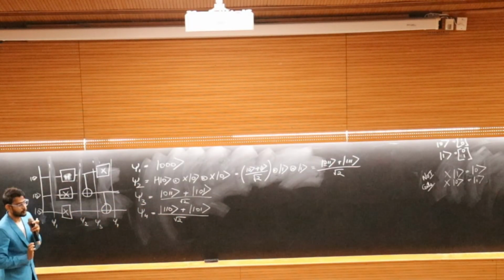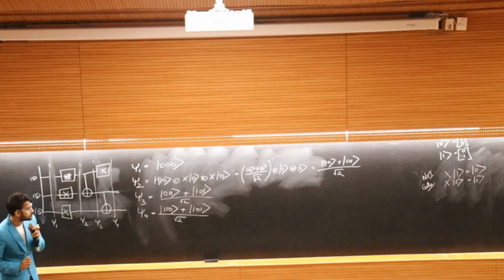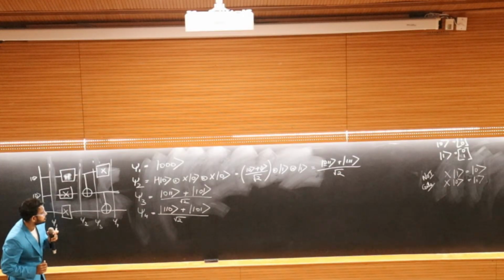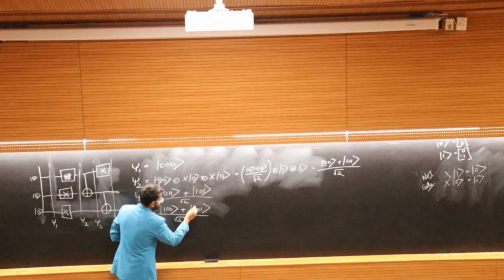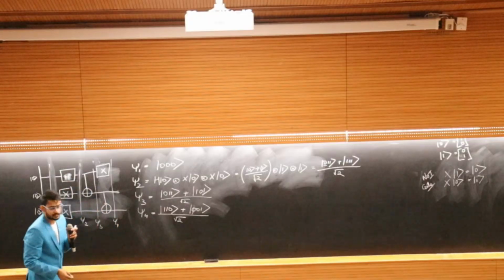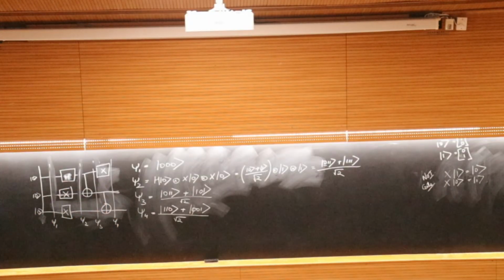So this is your psi 4. Shouldn't that be 0, 0, 1? Oh, okay, I'm sorry. It is 0, 0. Thanks for that. So this is your psi 4, right? So I think all of you can solve this circuit now.